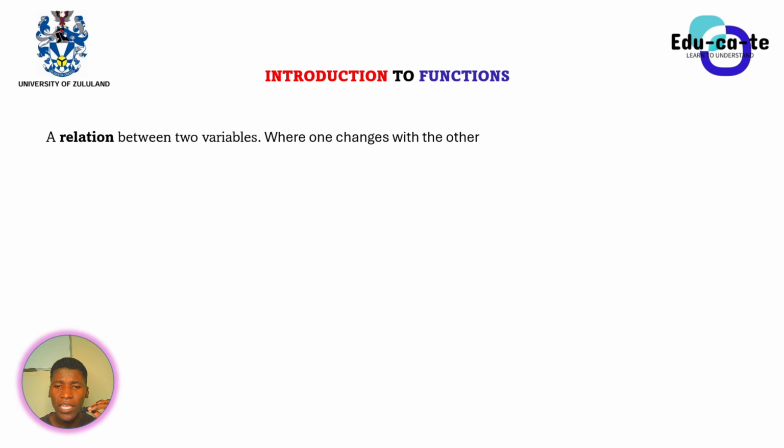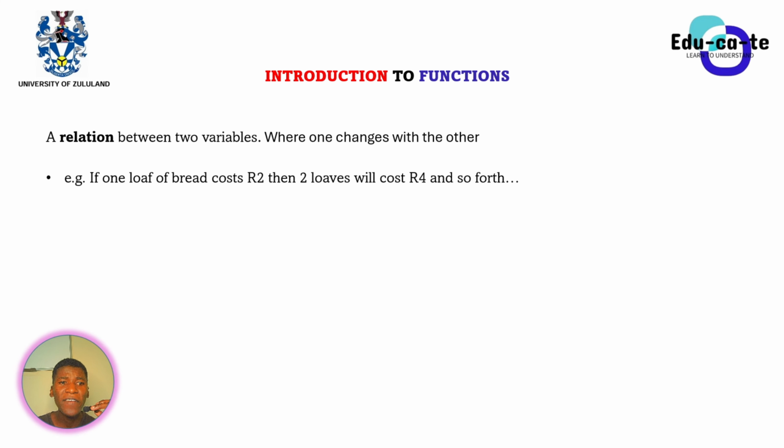in life. So basically, for example, if I say one loaf of bread costs 2 rand, then 2 loaves of bread will cost 4 rand. If I say 3 loaves, it's going to cost 6 rand. If I say 4 loaves, you're still going to keep on multiplying the number of breads by the cost of the bread. So basically, functions are all about the relationship between something and something, where one thing depends on the other. In this case, the cost of the bread is depending on the number of breads.